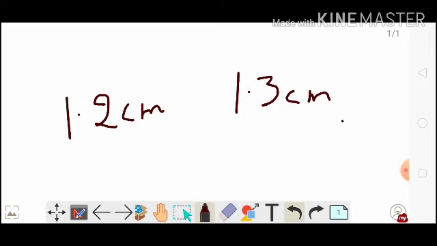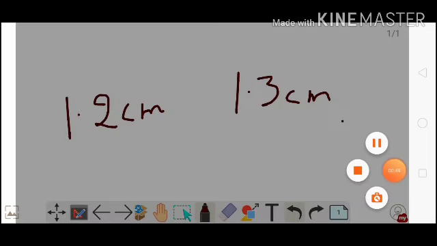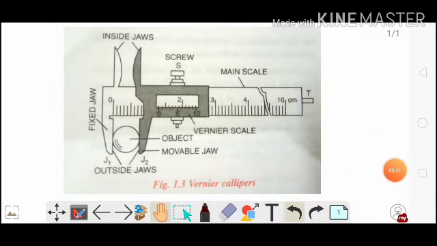Here comes the use of a new type of scale that is called a vernier scale, and the instrument we use to measure such lengths is known as vernier calipers. Okay, let me show you the instrument first. So this is what we call a vernier calipers. Let's understand the instrument first.